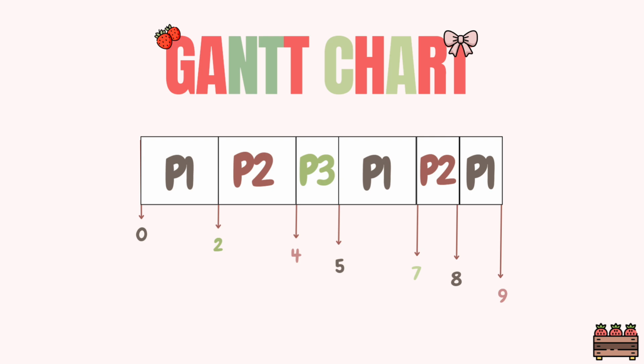This Gantt chart shows how CPU time is divided from time 0 to 9 milliseconds. Each block represents the exact time a process is using the CPU. The chart starts at time 0 when the first process begins execution. Every time the time quantum of 2 milliseconds ends, the CPU switches to the next process, which is why we see a change in the process label. When a process finishes early, like P3, its block is shorter. The chart ends at time 9 milliseconds, which means all processes have completed by that time.